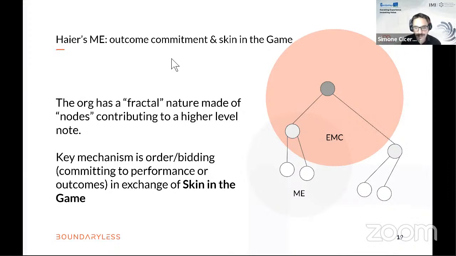So we are embracing this idea that organizations are also evolving towards some kind of fractalness, where you have several layers of nodes that coalesce around objectives through agreements. That's the kind of vision of organization that is emerging from Hires, but also from the market.